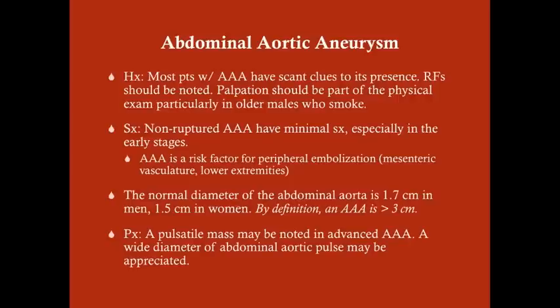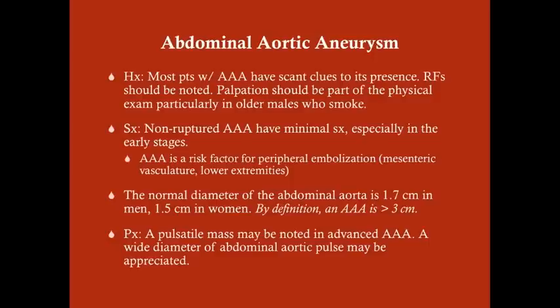And the risk factors, most importantly, being male sex, age over, I would say, the age of 55, history of smoking, all of those are going to be really important. Most patients who have abdominal aortic aneurysms also have a history of atherosclerosis. The symptoms, like I said, are minimal, especially in the early stages. Later on, though, they can have that pulsatile abdominal mass when they start to get bigger.